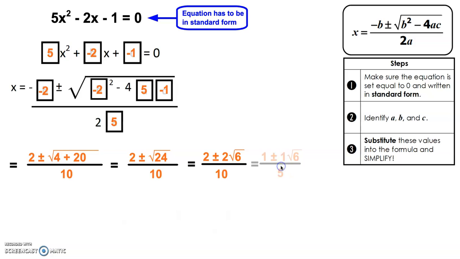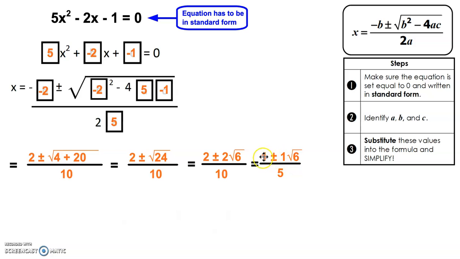But I can't combine that 2 and 2 root 6. But I can simplify 2, 2, and 10 all by a factor of 2. So I have 1 plus or minus 1 root 6 over 5. What I've done is I've simplified that fraction to get rid of that factor of 2.